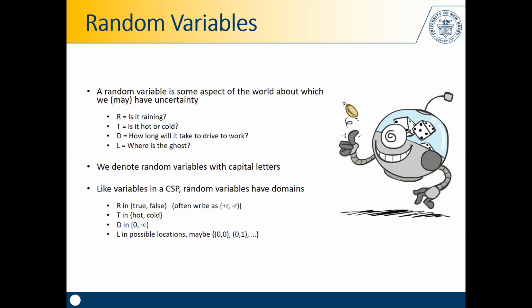And for L, the location of the ghost, the domain is possible locations, which is essentially the coordinates of all grid cells in the environment of Ghostbusters.